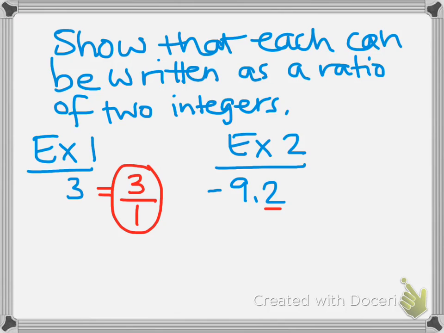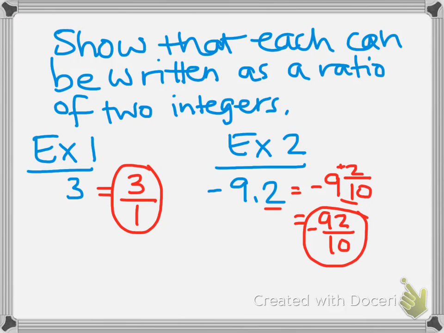Negative 9.2 has one decimal place, so that's negative 9 and 2/10. Okay, but right now that's a mixed number. You have a whole number and a fraction, so you need to make it into an improper fraction. 9 times 10 is 90, plus 2 is 92 over 10, and it's negative. Now you can also reduce that, or you can leave it as negative 92 over 10, but if it's reduced, it's negative 46 over 5, because 2 goes into 92 46 times, and 2 goes into 10 5 times.